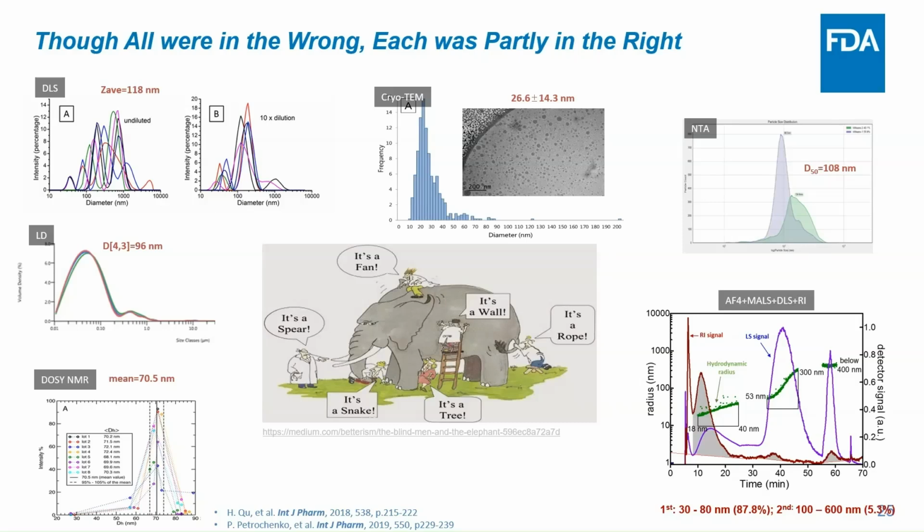And by using a separation technique, Hayo will talk more about the AF4, we separate all the particles and we measure them separately, and we get one population at 30 to 80 nanometer, another population at about 100 nanometer, so we got two populations. So the question is, which of these measurements is correct, or which measurement is not correct, right?